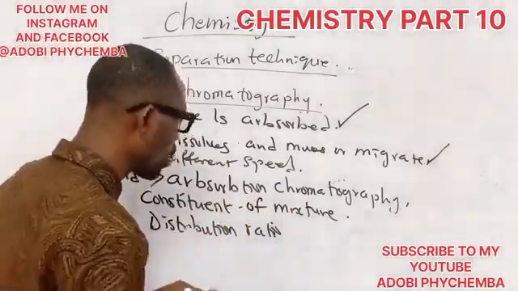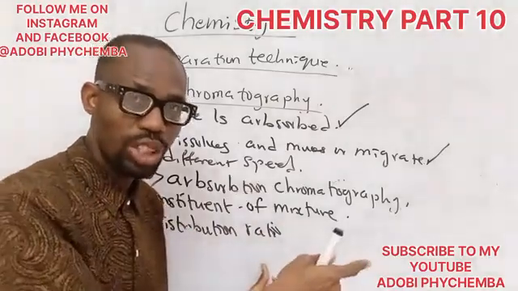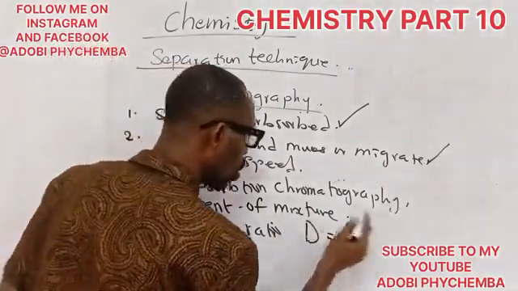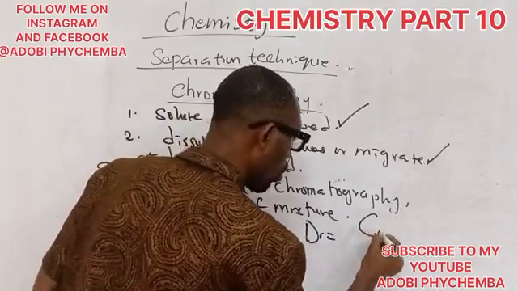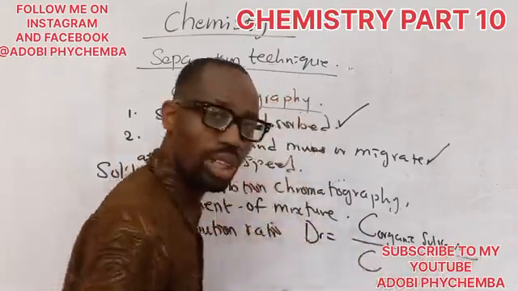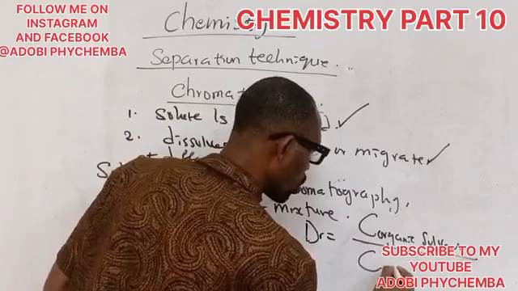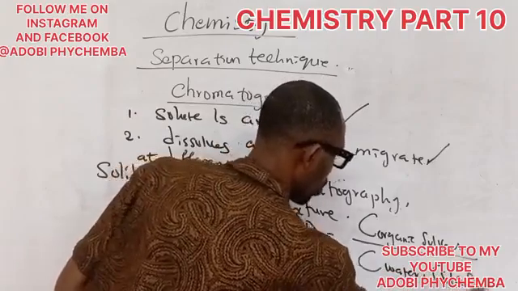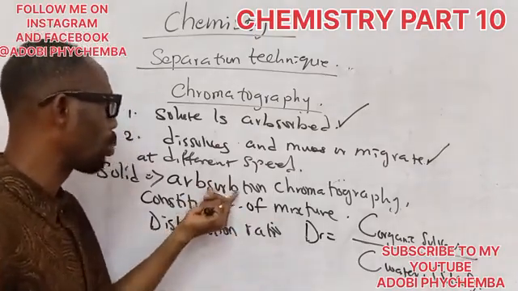What is distribution ratio? This is the ratio of the concentration of the solute in an organic solvent to the concentration of the solute in water. So the distribution ratio D is equal to the concentration of the solute in an organic solvent to the concentration of the solute in an aqueous phase, which is water. Water is a universal solvent. So the distribution ratio will be used to separate the constituents in this absorption chromatography.